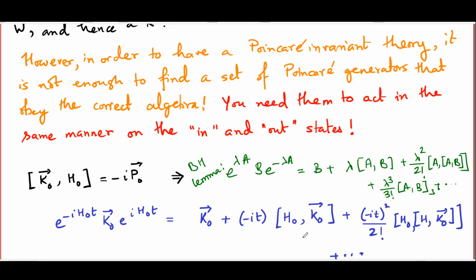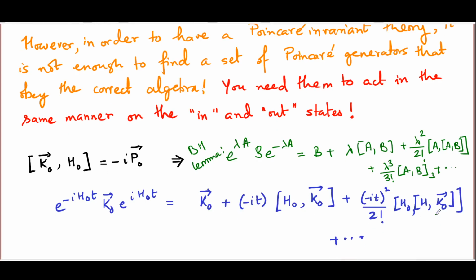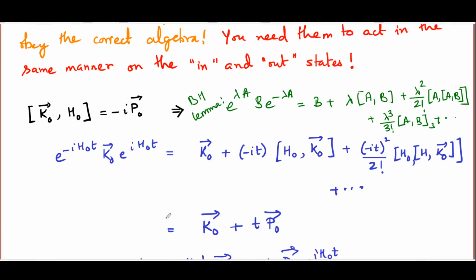The next term will be a double commutator and so on, but notice that H0's commutator with K0 is iP0 and that commutes with H0. So further higher order commutators, second, third and so on, will all vanish. As a result, the infinite expansion in the Baker-Hausdorff lemma simplifies a lot and you end up with just two terms, K0 from here and minus it times plus iP0, therefore plus tP0 here.